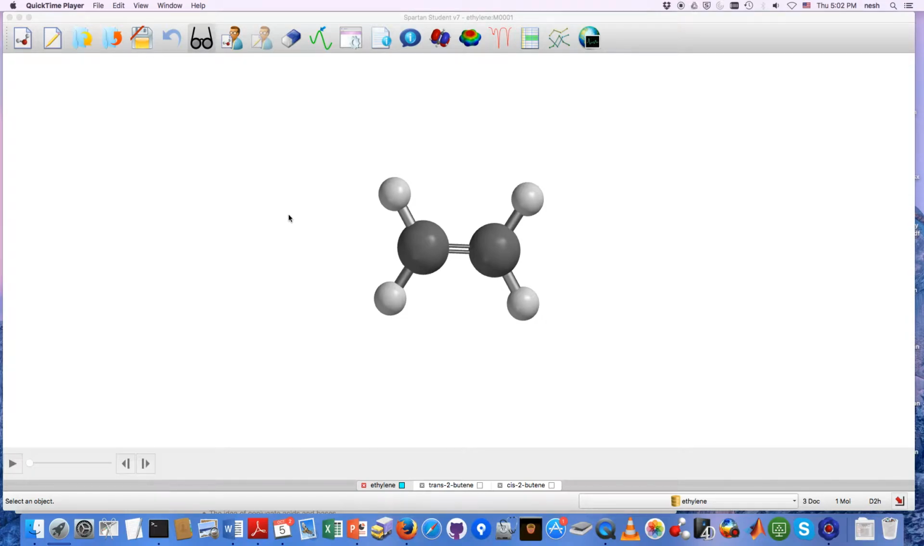Hello, this is Professor Stephen Nesheba, and I want to tell you a little bit about this molecule, ethene. You can see it's carbon-carbon with a double bond.